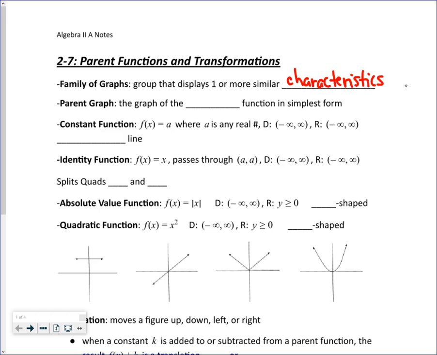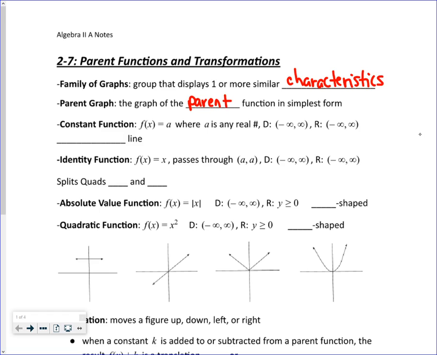Okay? So for example, y equals x squared is a parent graph that we're going to memorize in a second. And y equals x squared plus 2 looks the exact same, but it moved somewhere. Okay? A parent graph is the graph of the parent function in simplest form.